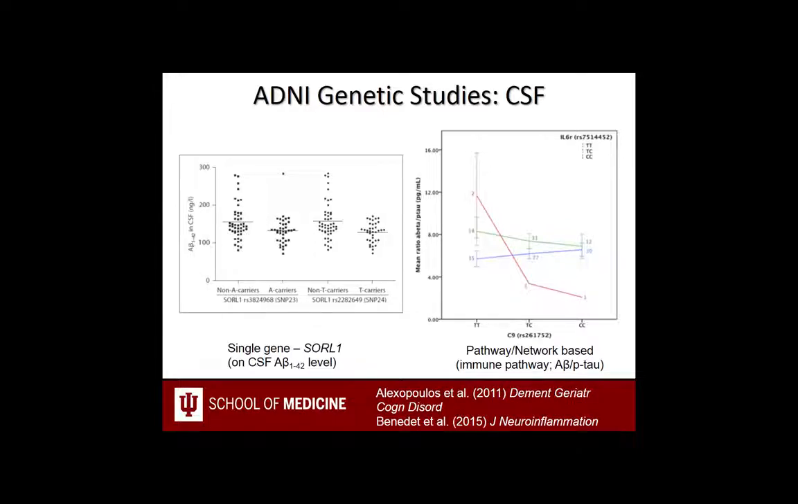A paper in 2015 looked primarily at immune-related pathway genes, genes involved in the immune pathway, and was actually looking at some gene-gene interactions, and in this case showed that some SNPs in IL-6R were associated with a higher A-beta to p-tau ratio.